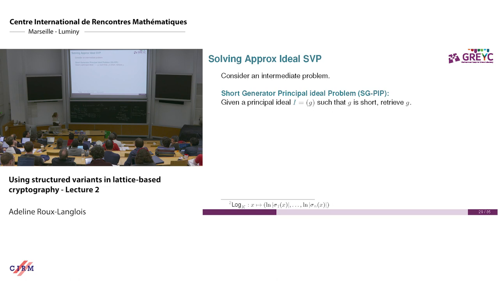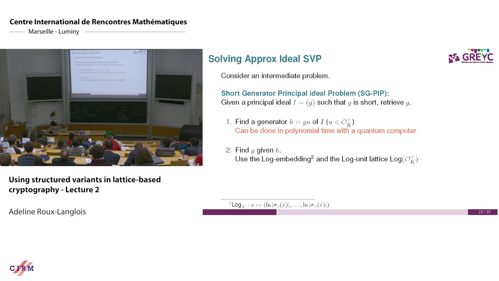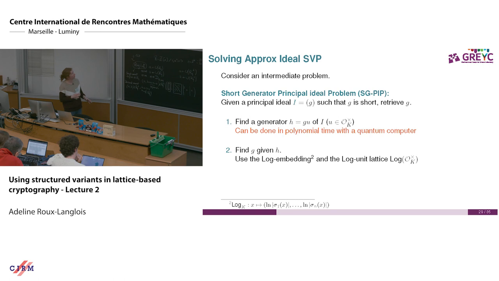So how does it work? The first step will be to find a generator. Not necessarily short, okay? And so this generator will be equal to g times u, where u is a unit of O_K, the ring of integers of your number field. And this first step can be done in polynomial time, but with a quantum computer.